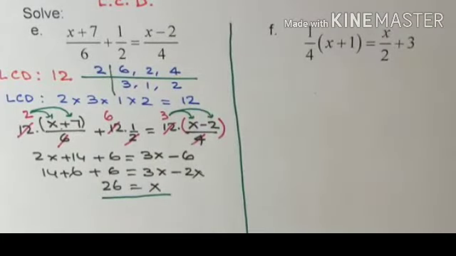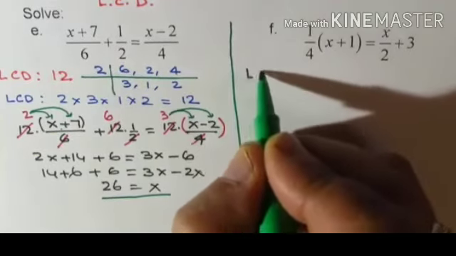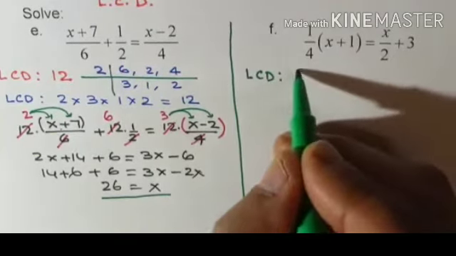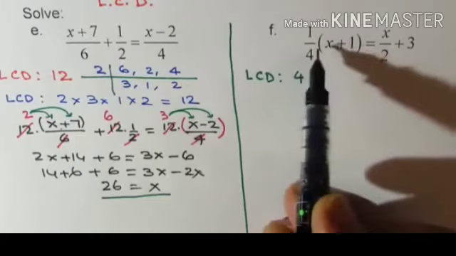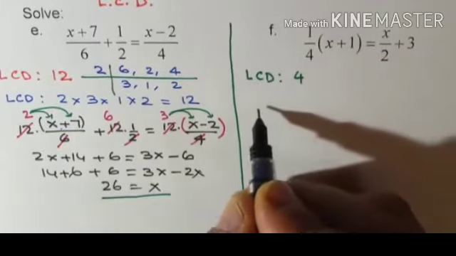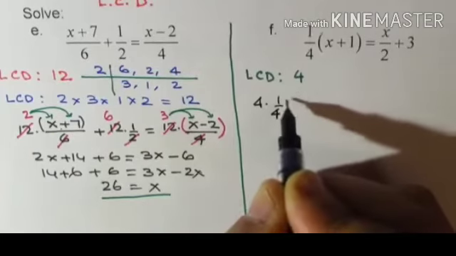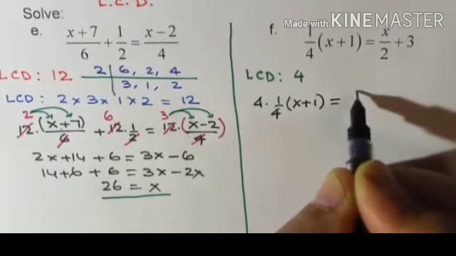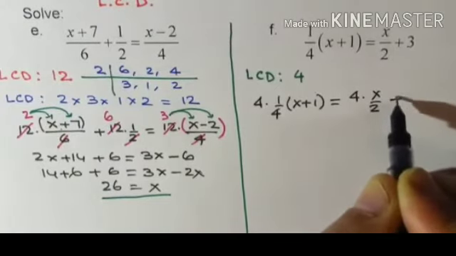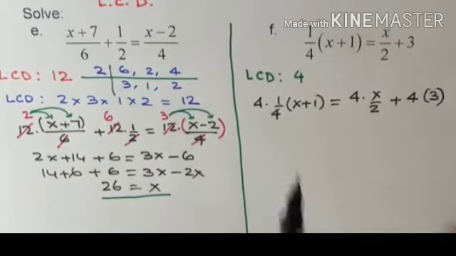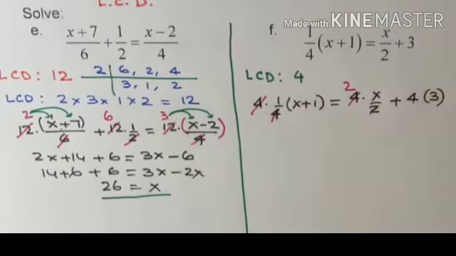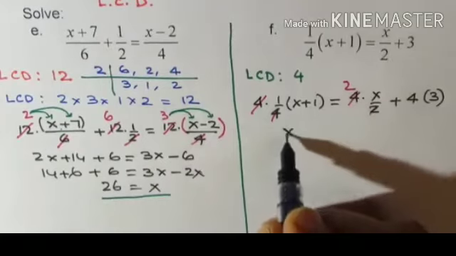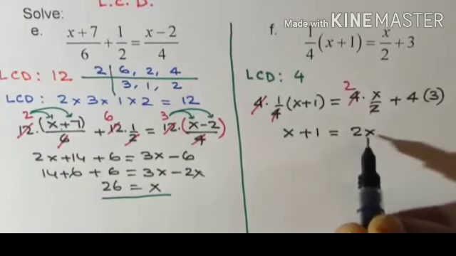Now let's do the next one. So here, what is the lowest common denominator? For 4 and 2, it is 4, right? Since 4 is a multiple of 2. So we'll multiply everything by 4. So what do we get? We get 4 times 1 over 4 times (x plus 1) equals 4 times x over 2 plus 4 times 3. So here 4 and 4 cancel. In this case we get 2 times, here it is 4 times. So when you open the bracket you get x plus 1 equals 2x plus 12.